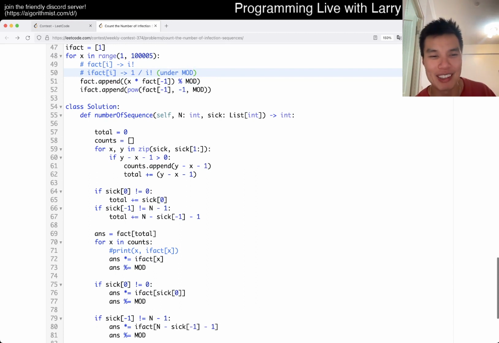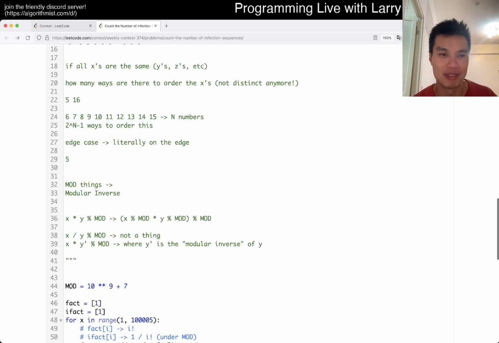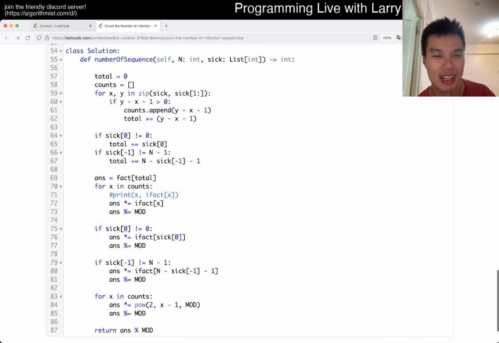I put it in counts, but you don't even need to. Basically, I look at adjacent numbers. If the number is greater than zero, we can just add it to the count. This is the total number of things that we're ordering, and this is basically how many things are in that division. This is the number of numbers that you care about to order. You can also put them in one loop. I think I kind of did this in a funky way, but yeah.